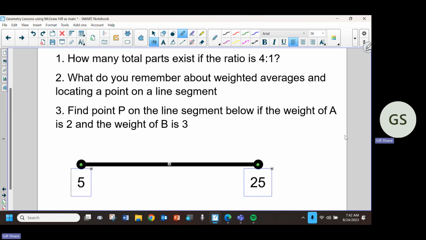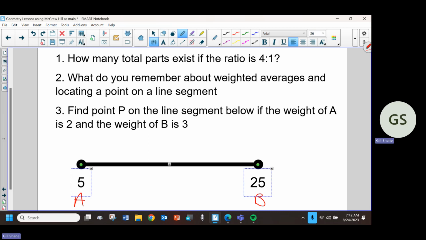Oh, it says find point P, which means you're putting a point on that line. Where'd you put it? Oh, I didn't really have which point was which. I guess maybe, if that was confusing, hopefully you assumed A was on the left, B was on the right. So, yeah, it should be like that. But I need a number.